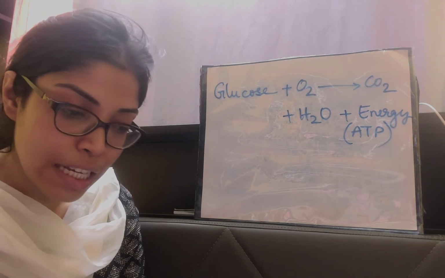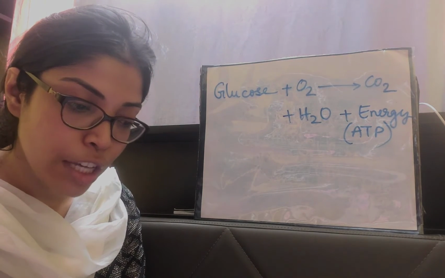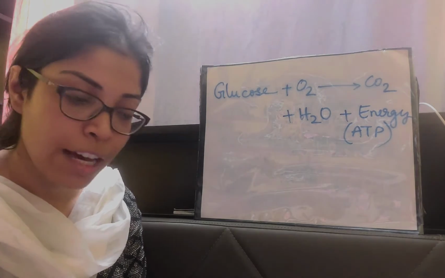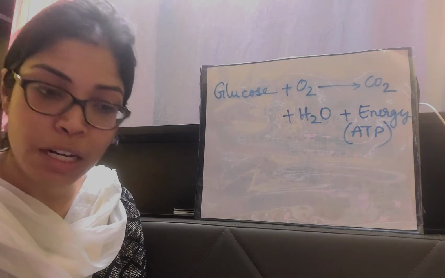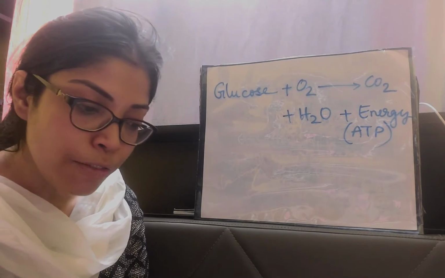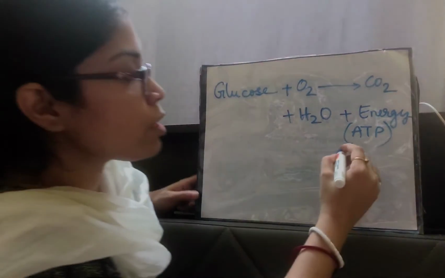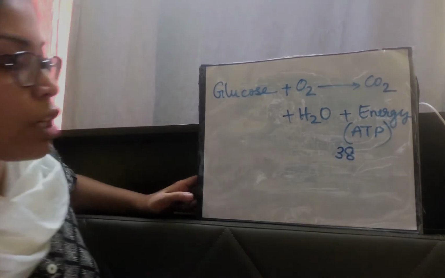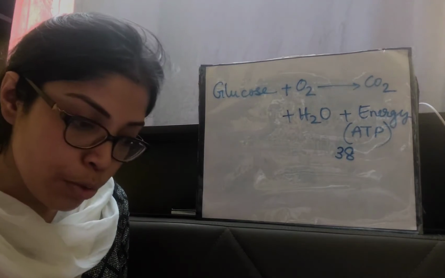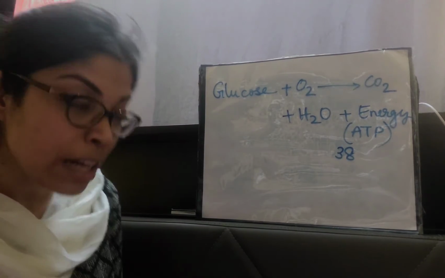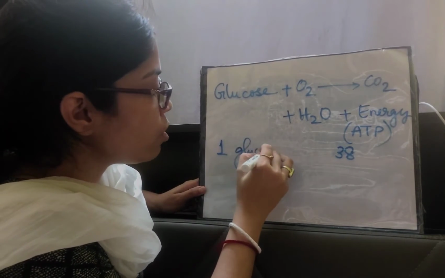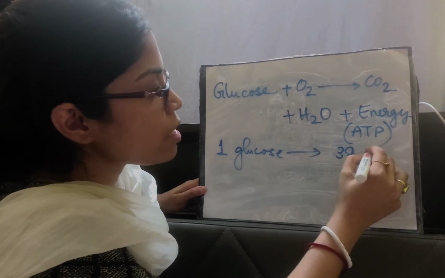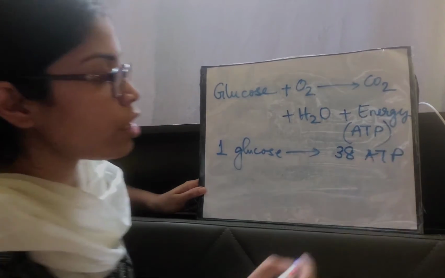The energy released is stored in the energy rich chemical substances called ATP. I have previously told you the full form of ATP is adenosine triphosphate. Mark in your book: a total of 38 ATP molecules are produced by the oxidation of one molecule of glucose. So one glucose molecule produces 38 ATP molecules.